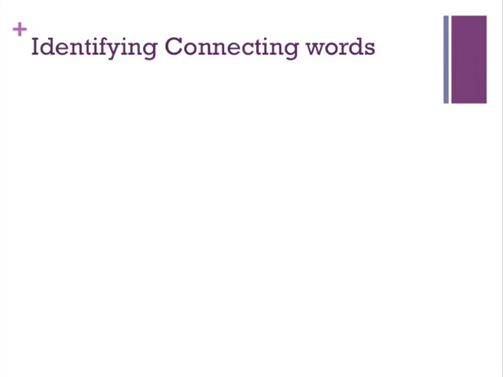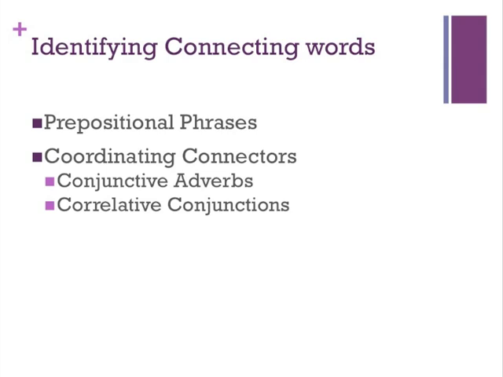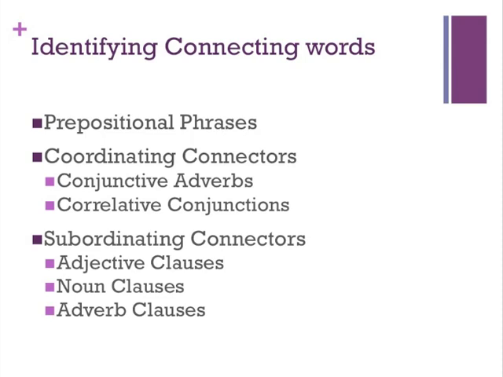Now, I believe that for us, in our discussion here of more advanced grammatical ideas, the problems really begin with identifying words that connect. So, in other words, we're going to focus on words that oftentimes we don't consider to be that important. You might recall that we referred to some of these ideas as minor parts of speech in our Intro to Grammar video series. But these particular ideas, prepositions and prepositional phrases, coordinating connectors, conjunctive adverbs and correlative conjunctions, and something we're going to explore more in this video series, subordinating connectors, such as adjective, noun, and adverb clauses, are the particular things that we want to start learning how to see better.